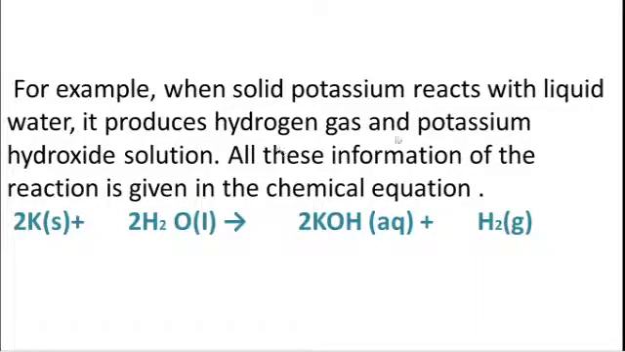In this reaction, the solid state potassium, that is 2K, reacts with liquid water, 2H2O. It produces hydrogen gas and potassium hydroxide solution. This is potassium K, hydroxide OH, KOH, potassium hydroxide solution, which means aqueous solution. Aqueous solution means the substance dissolved in water. So this is an aqueous solution.